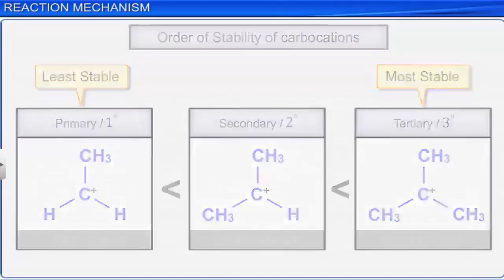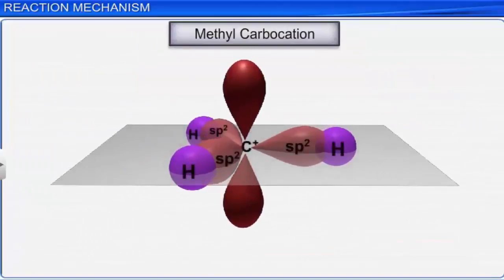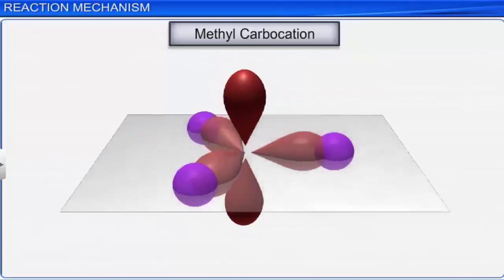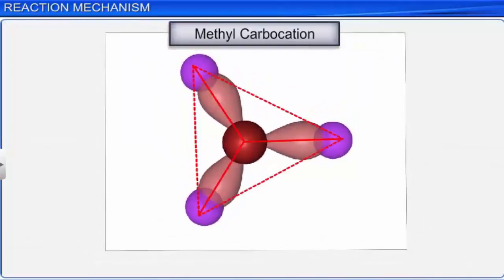In methyl carbocation, three sp2 hybridized carbon orbitals overlap with the 1s orbital of each of the three hydrogen atoms. The remaining 2p orbital of carbon is vacant and lies perpendicular to the molecular plane. Therefore, the shape of the carbocation is trigonal planar.